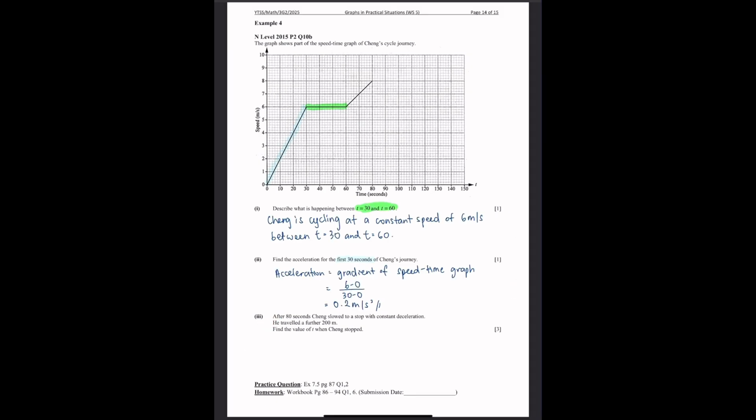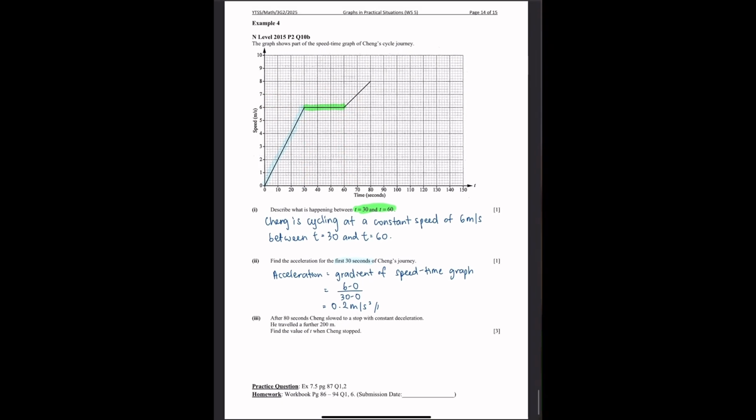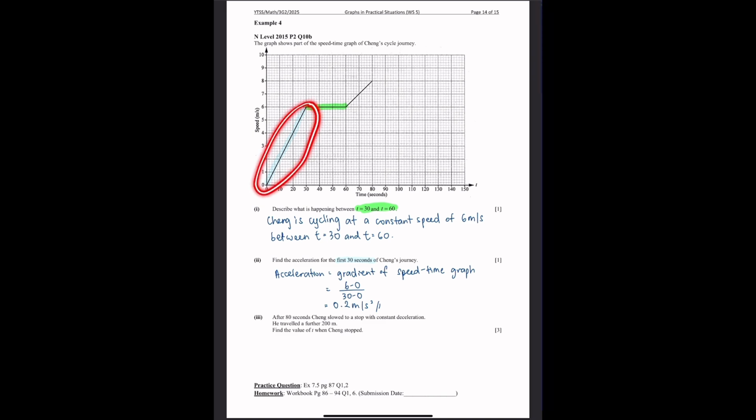For example 4, please pause and try part 1 and part 2 by yourself, and then press play again to see the solution for part 1 and 2 before I go through part 3. Okay, for part 1, just need to note this green highlighted part, which is a horizontal line. So it is a constant speed throughout, t equals 30 to t equals 60. Part 2, find the acceleration for the first 30 seconds highlighted in blue here. Just need to find the gradient and you will get 0.2 meters per second squared.